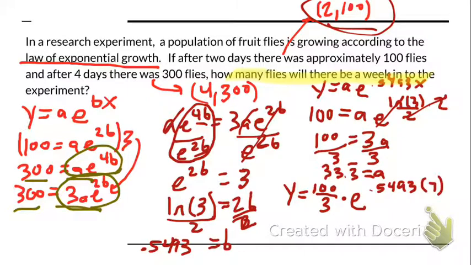Alright, and if it said just give me the model, then I wouldn't plug in 7, I'd leave 7 as x. But since we want to figure out how many flies a week into the experiment, we just type that in our calculator, and we get about 1,508.7, approximately. So that population is growing quite fast.